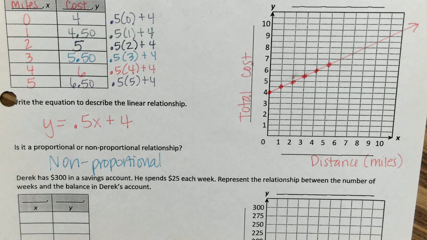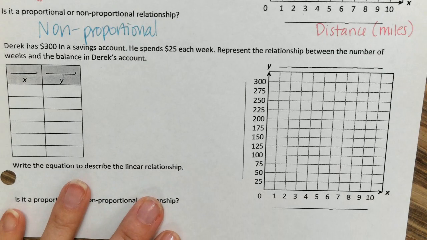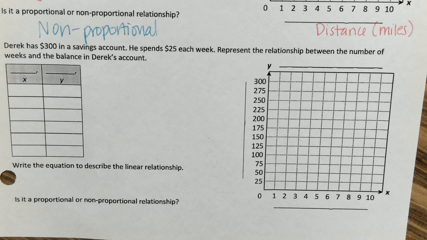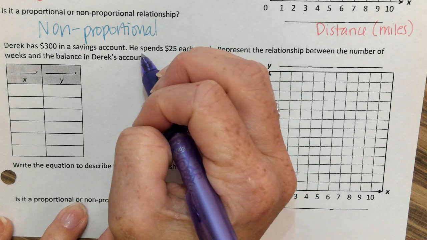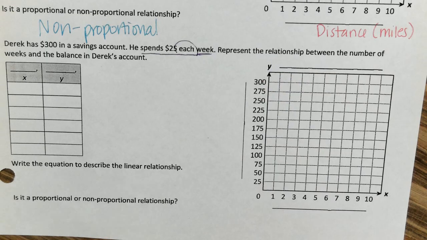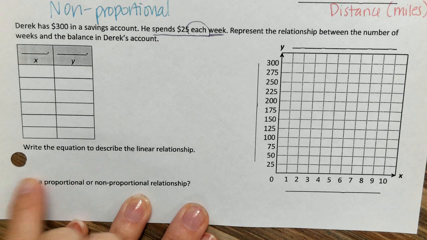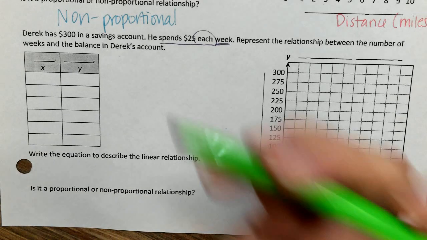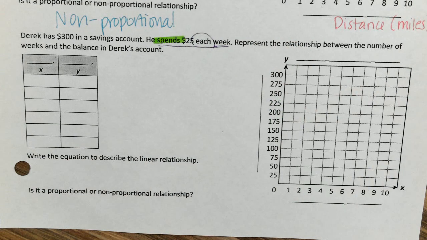All right, let's do one more. Derek has $300 in his savings account. Now, this is a tricky one. Are we looking? He spends $25 each week. I want y'all to write the equation right here, and let's see if you get it right. But I gave you a big hint right here. Go write your equation. Let's see how you do.